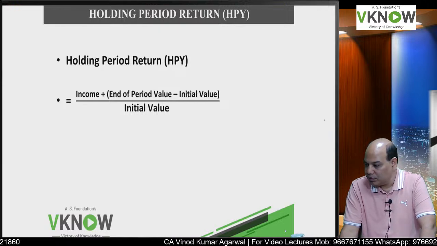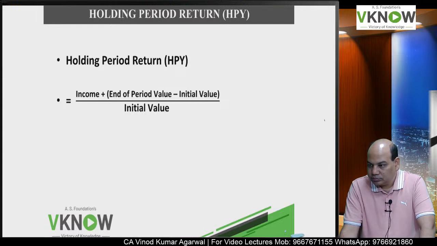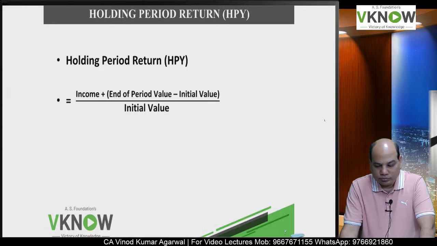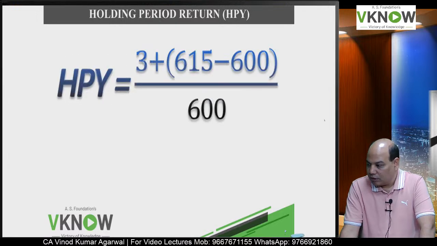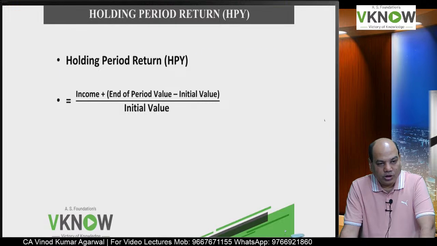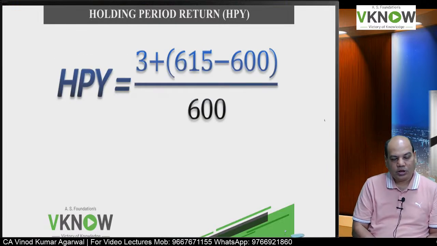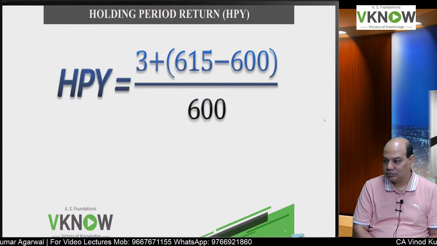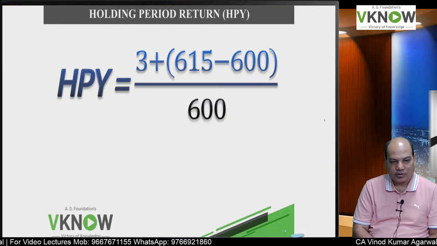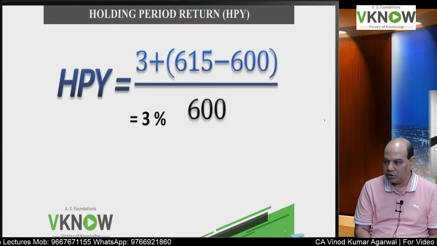Holding period yield, HPY, is equal to income plus end of the period value minus initial value, divided by initial value. Right? After writing the formula, put the values. 3 plus 615 minus 600 divided by 600. What is the answer? 3%.